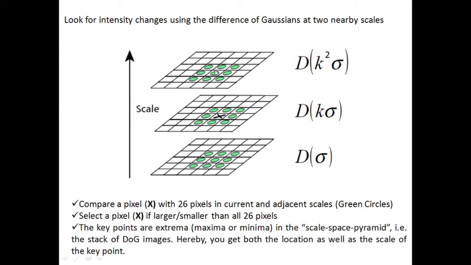And also in the upper image I have the same 9 boxes, in the 9 boxes I have 9 pixels. In the lower image 9 boxes, 9 pixels. Ultimately what I have to observe here is to select a pixel x, and check if it is larger or smaller than all the 26 pixels, 9 plus 9 plus 8, that is 26. The key points are the one ultimate aim for me to extract. So the key points are the extrema, which may be a maxima or minima in the scale space pyramid, because it is a scale space.